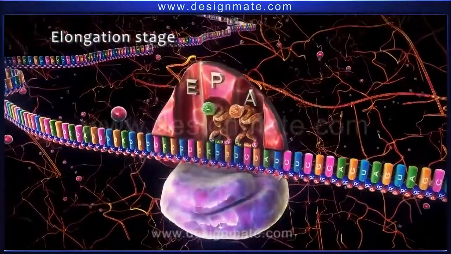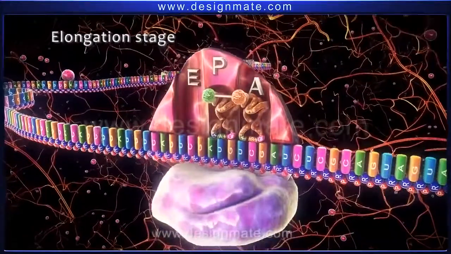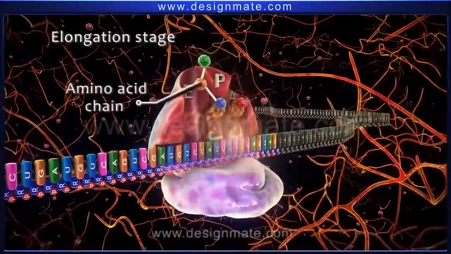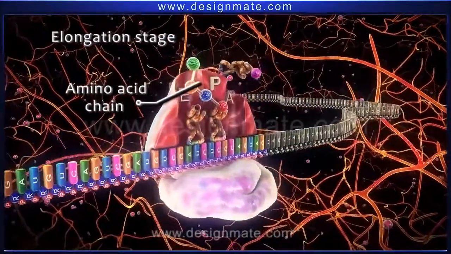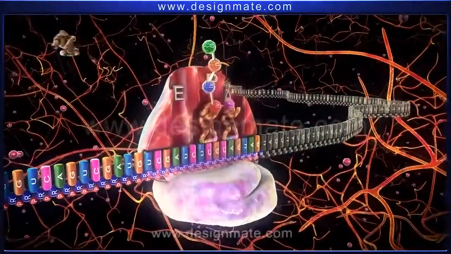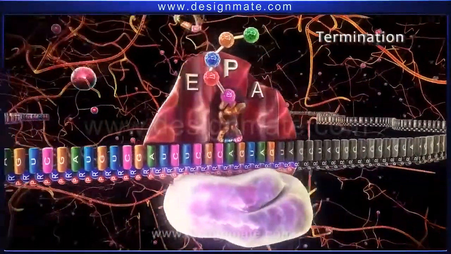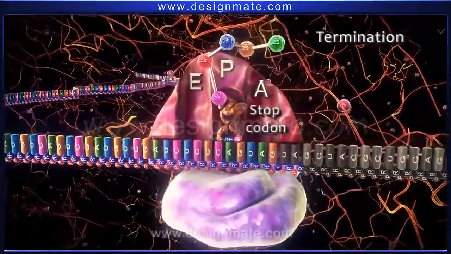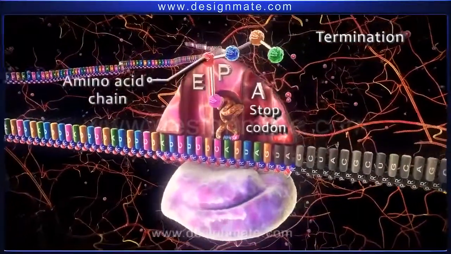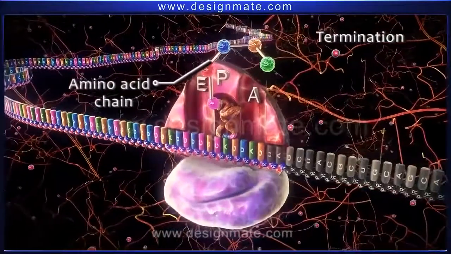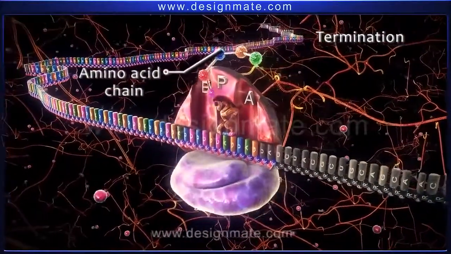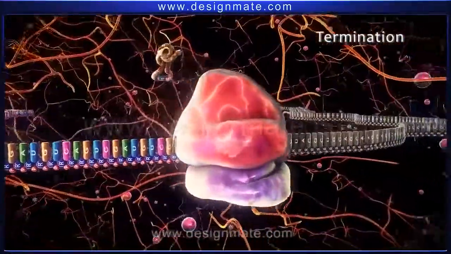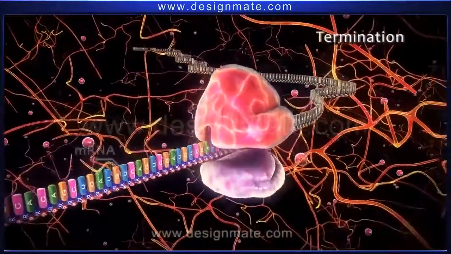Then a bond is formed between methionine and the amino acid molecule on the tRNA. The process is repeated until a chain of amino acid molecules is formed. The last stage of protein synthesis is the termination stage. When the ribosome reaches the stop codon UAG, elongation stops and the newly formed amino acid chain, which is the protein macromolecule, detaches from the ribosome. Subsequently, ribosomal subunits, along with the tRNA, dissociate from the mRNA.